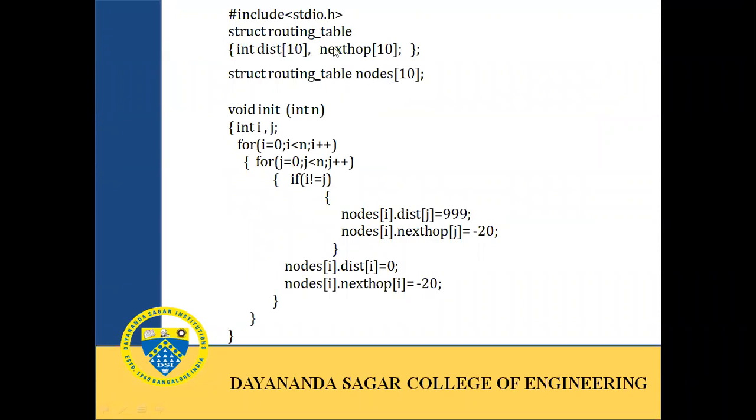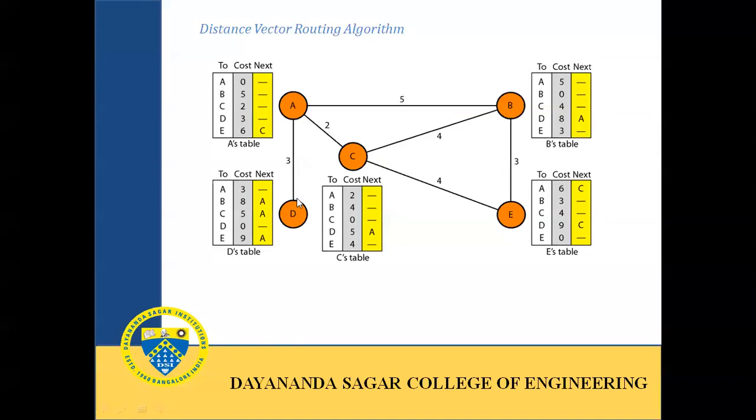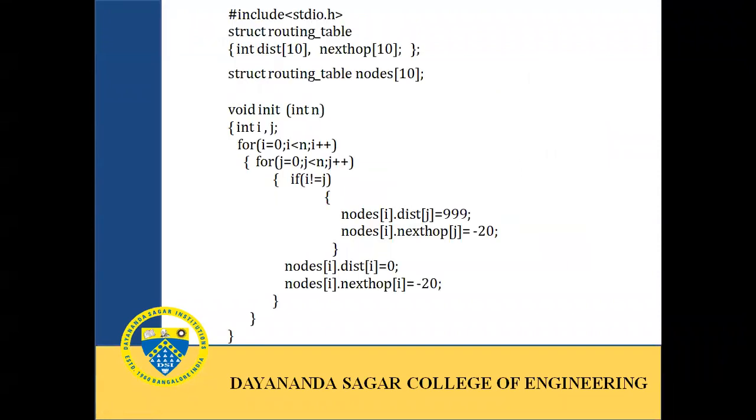So now this is the routing table. This is the structure defining the routing table, one routing table. Now this table has to be maintained in all nodes. So we require 5 nodes in this example, but we'll just consider the maximum nodes in a particular network as 10. So there are 10 nodes and each node will have one particular routing table. And each routing table will have 2 arrays, one for distance and one for the next hop entries.